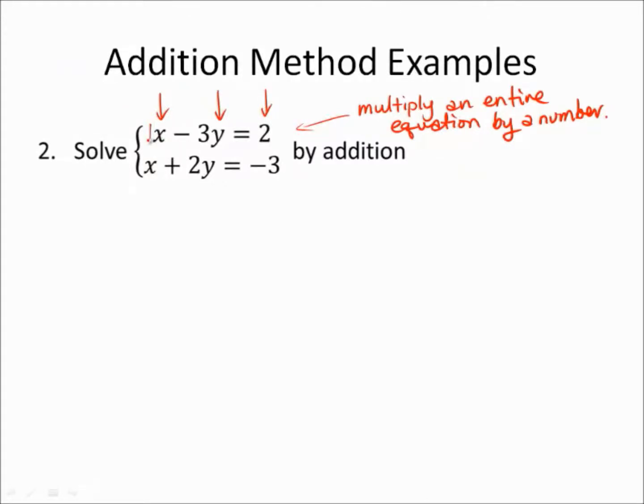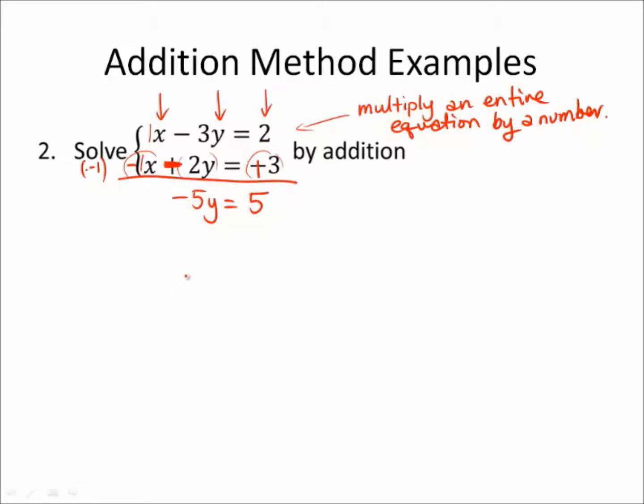Notice that we have 1x and 1x. What if we had negative x's here? Well, that would mean we would have to multiply every single item in the second equation by a negative 1, which would cause this to be negative x minus 2y plus 3. So that gives us, when we add it up together, x minus x is 0. That's just gone. Negative 3y minus 2y is negative 5y. And 2 plus 3 is 5.